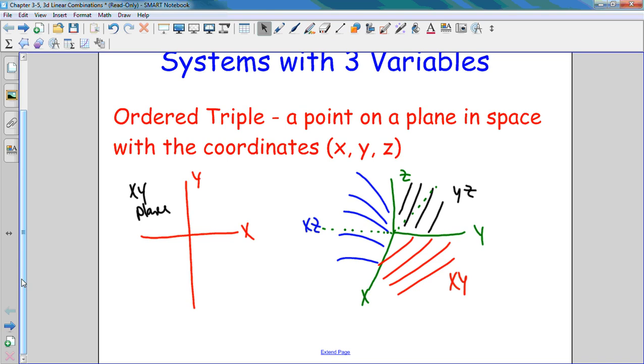Alright, three equations, three unknowns. You are going to get an ordered triple when you get an answer for three equations, three unknowns. You're gonna have an X and a Y and a Z. Now this is very hard to see for students, okay? So this is the best that I can do for today.